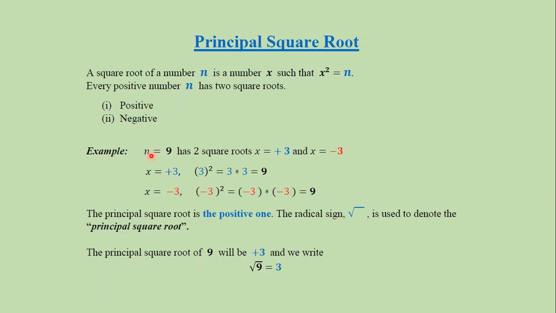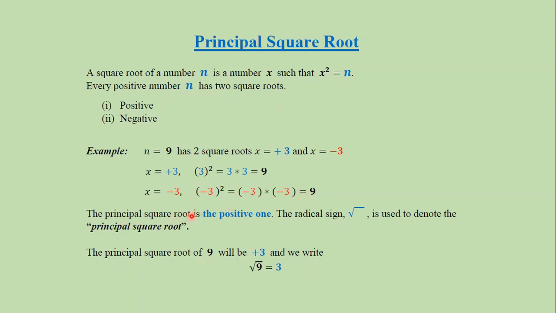One is positive, another one is negative. For example, n equals 9 has two square roots, x equals positive 3 and x equals negative 3. Why positive 3? Because if you plug x equals positive 3 in this equation, it will be 3 squared, that means 3 times 3, which is 9. So you are getting back n equals 9. Why x equals negative 3? Because if you plug x equals negative 3 again in this equation, you are getting back 9.